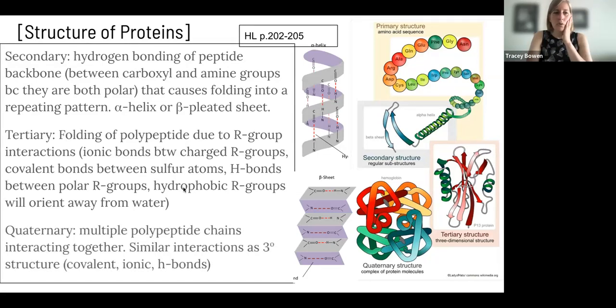And then lastly, quaternary structure is going to be when multiple polypeptide chains are interacting together. So it's going to have similar interactions as the tertiary structure. It's going to have covalent, ionic and hydrogen bonding happening. But then there are just multiple polypeptide chains here. And so a good example of this is hemoglobin.